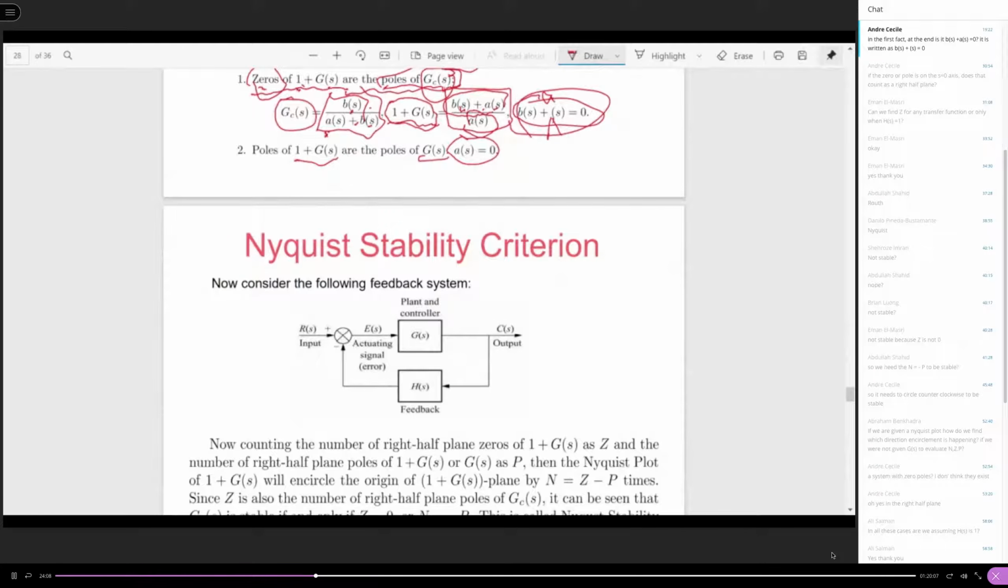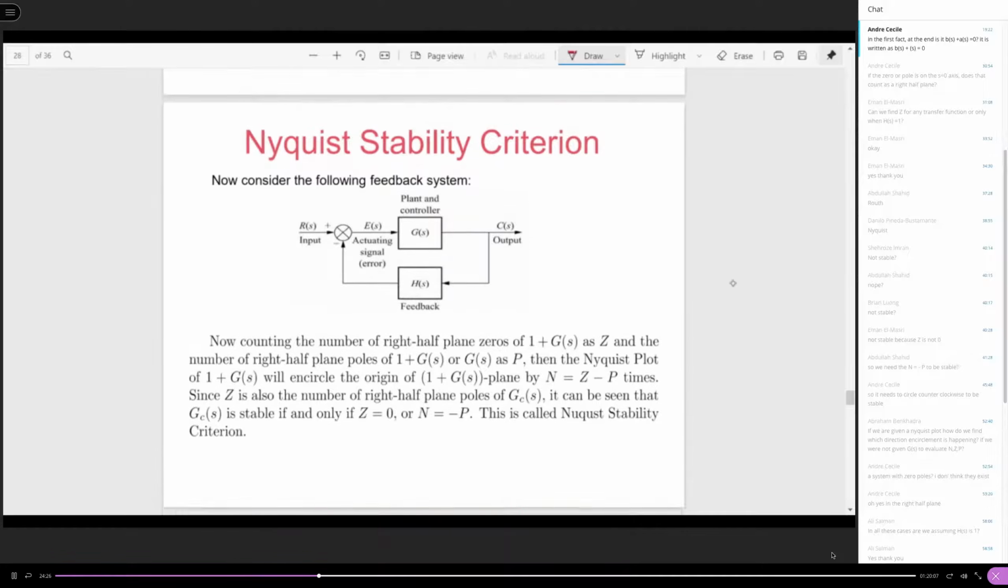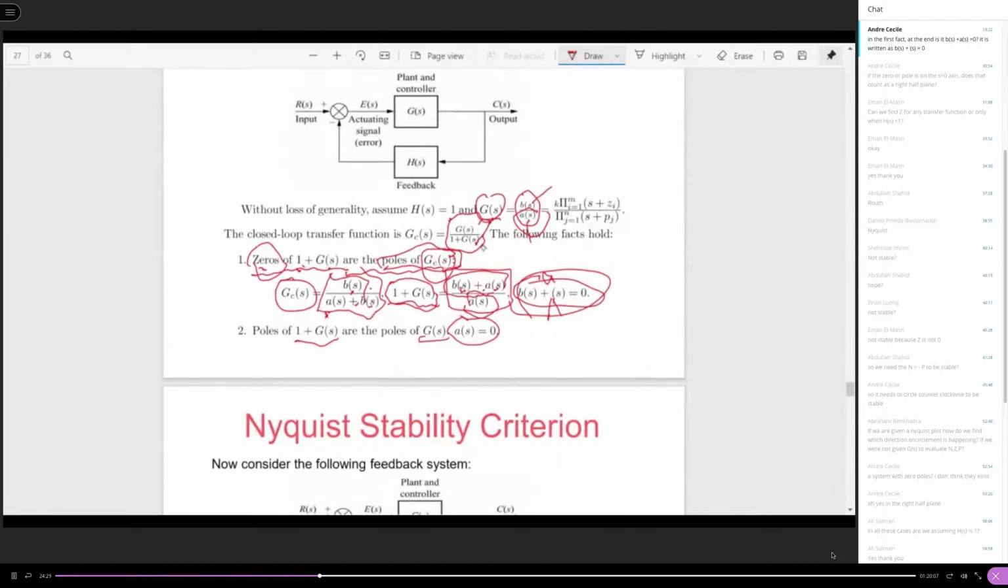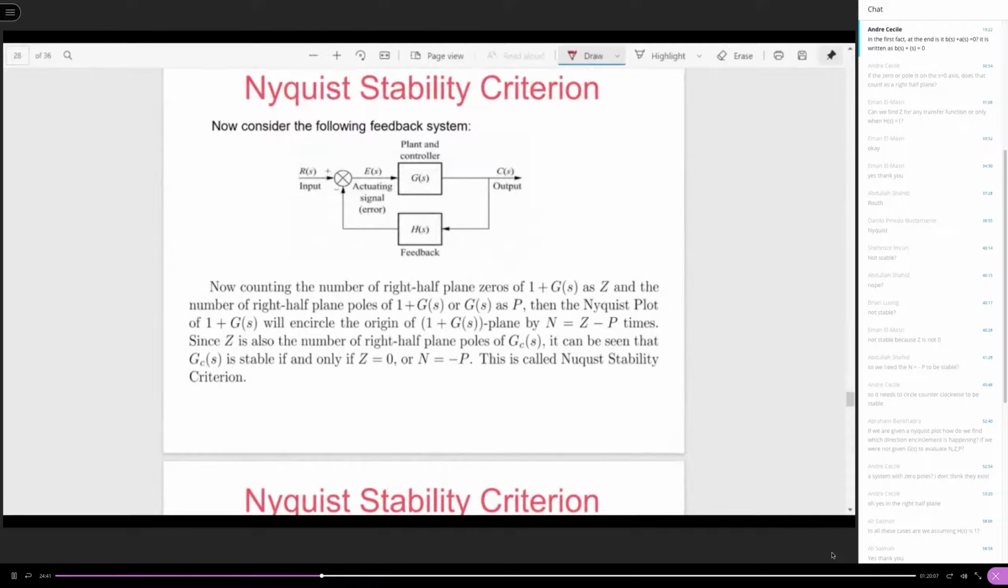Now we're going to move to the critical part for the Nyquist stability. What we try to use is the Nyquist plot of g of s. But from this closed loop system, it seems that the denominator is 1 plus g of s. So here we're going to extend our evaluation of the Nyquist plot from g of s to 1 plus g of s.